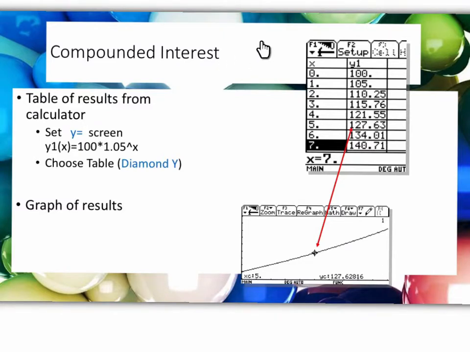So there are 2 ways to verify. You can fill out the table yourself, or you can set it up in your calculator so that you can graph it and get the table and the values that you need.